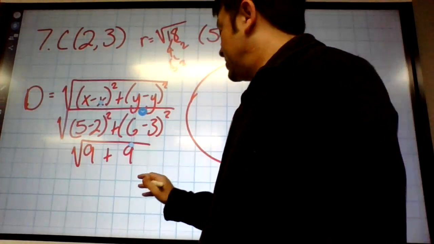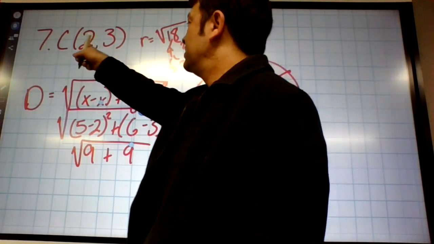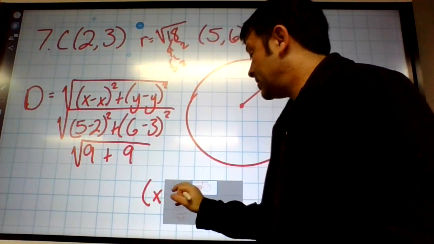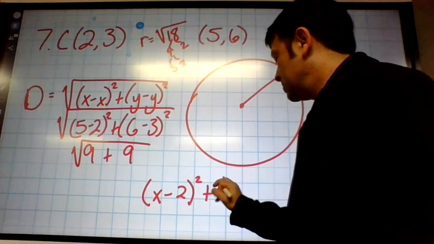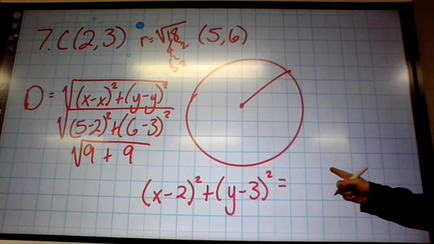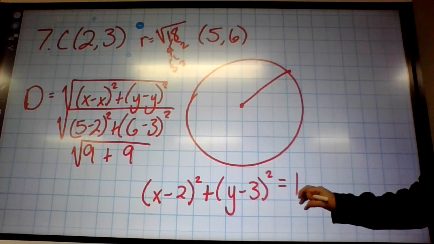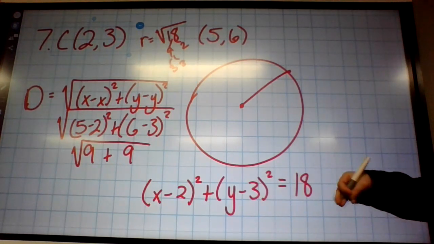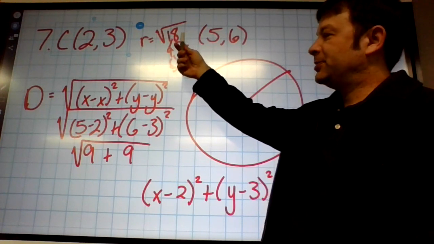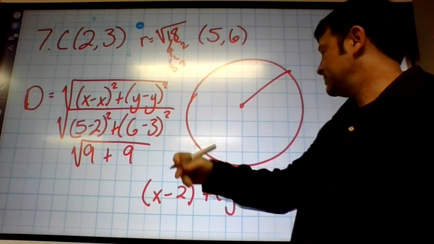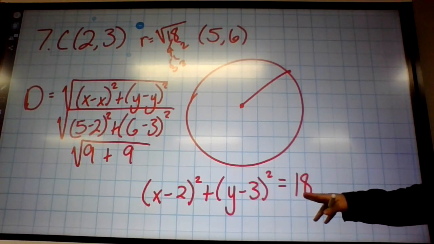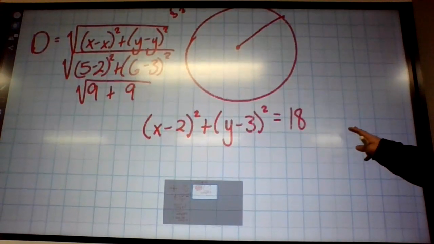Okay, anyways, we need an equation. So the first part's normal. We need to move the graph right 2 and up 3. So x minus 2 and y minus 3. And then what goes out here? The square root of 18 squared. So you don't really want to simplify the square root. Your calculator might simplify it, but either way, you have to square your radius to get that number.